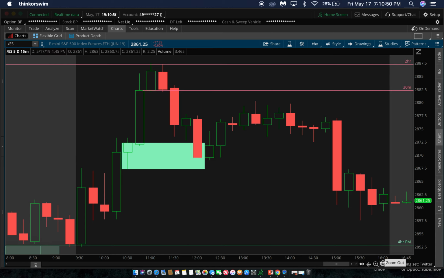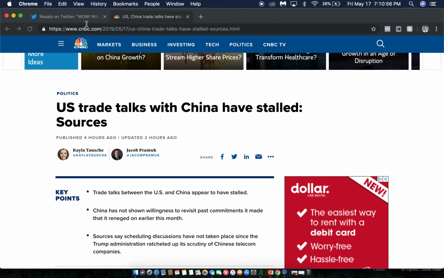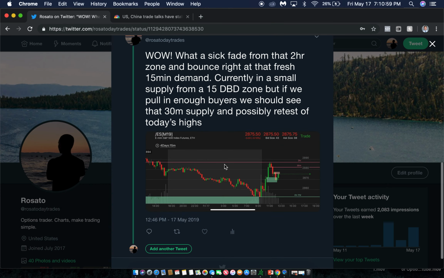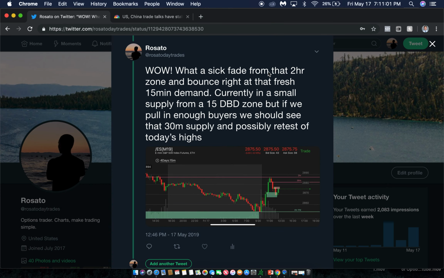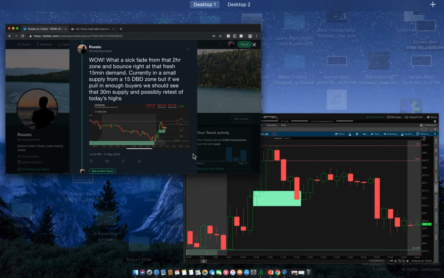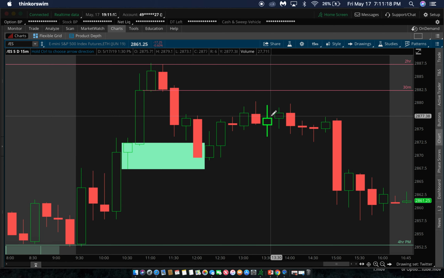My thought process when I go into these trades, I basically lay it out as clean and simple as possible. So let's go back to my Twitter. And I said, wow, what a sick fade from that 2 hour supply zone. And it bounced right at that fresh 15-minute demand that we formed earlier. It's currently in a small supply from a 15-minute drop zone. But if we see it pull enough buyers, we should see that 30-minute supply and a possible retest of today's highs. Obviously, we didn't get that retest because that news article was released.